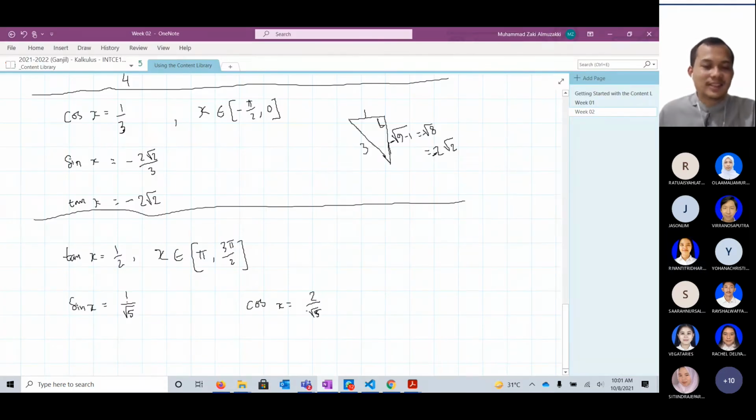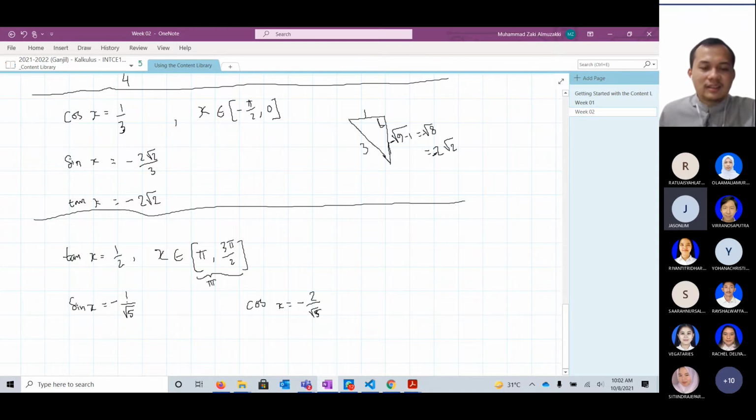Anyone have an objection to this answer? Same answer, but I add negative. Okay, based on Jason, this should be negative. Why, Jason? Because it is in the third quadrant, so the horizontal and the vertical are both negative.